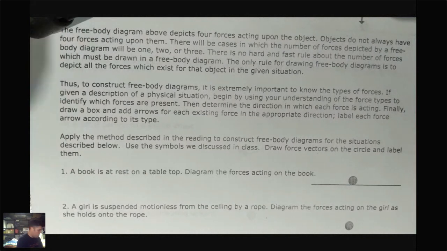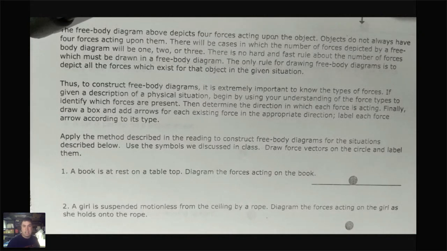So number one, a book is at rest on a tabletop. Draw the forces acting on the book. Okay, so I'm going to ask these questions a lot, apparently. How many forces are acting on the book? Reagan says 2. So there are 2 forces. There we go. Grace did 2. Okay, so 2 forces acting on the book.